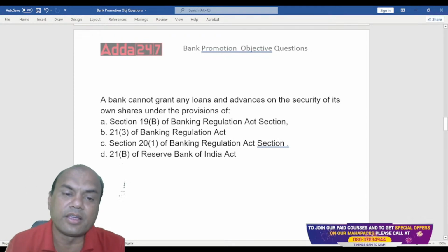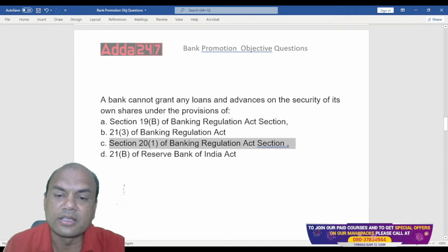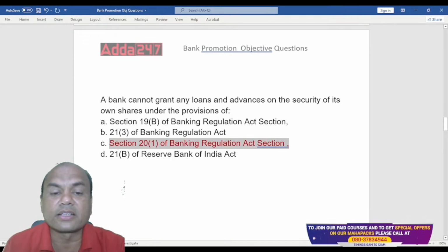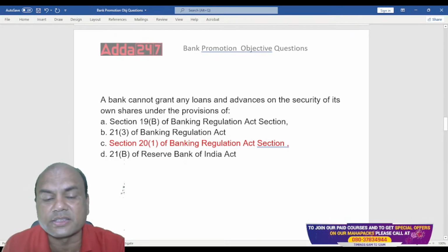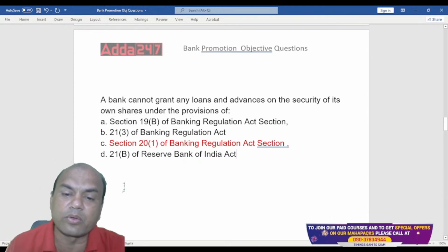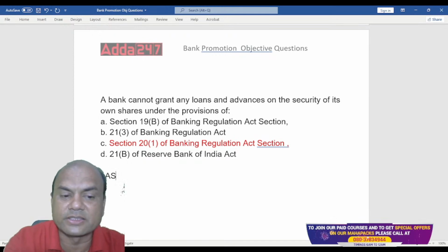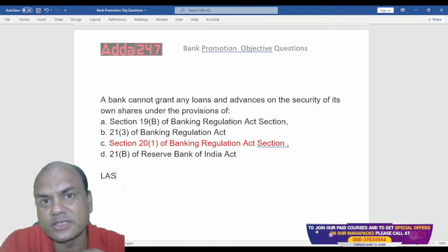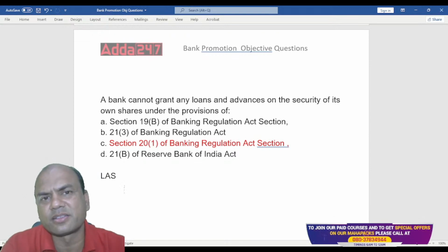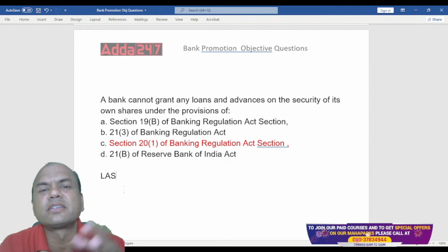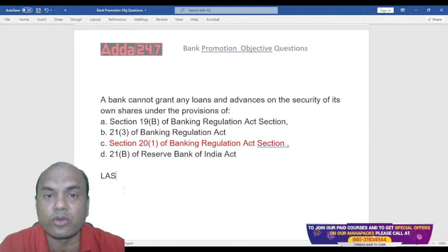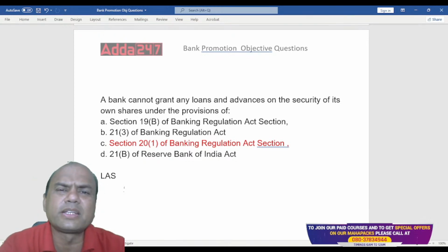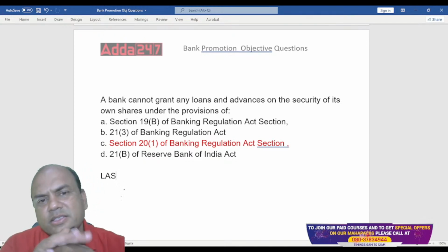So the answer is, everyone, C, section 20. Under section 20, bank can't grant loans and advances on the security of its own shares. Now, what do you mean by own shares? There is a product called LAS, loan against securities. Mainly they call it loan against shares. It's against securities. It can be against shares, mutual funds, LIC policies. Security can be any financial document. But I'll tell you, 90% of that loan is against shares.